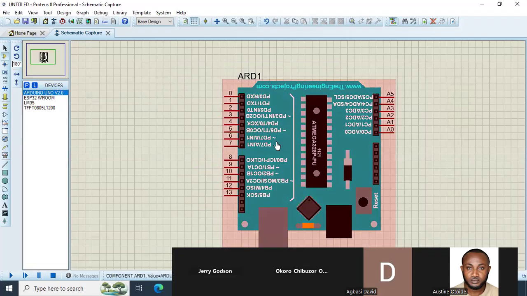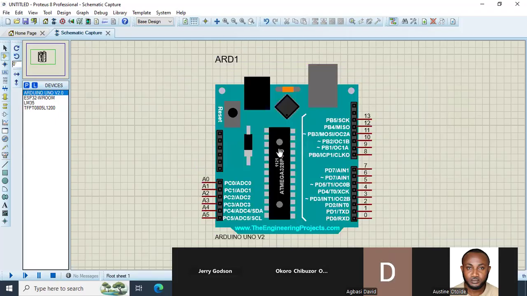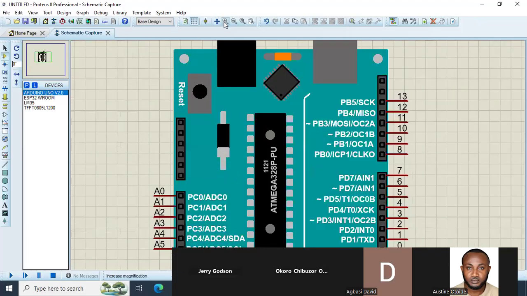Before we begin to do our connection, let's look at Arduino Uno properly. I made mention the other day that if you want to use any component, you have to check the data sheet. Now, Arduino Uno is before us.